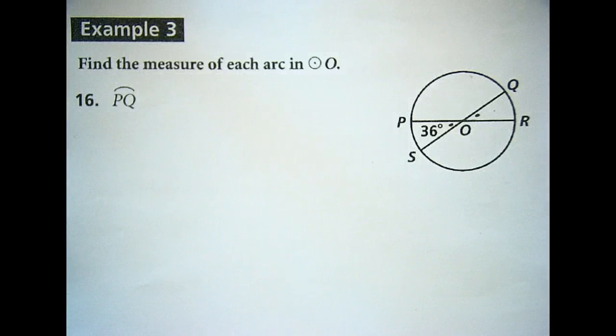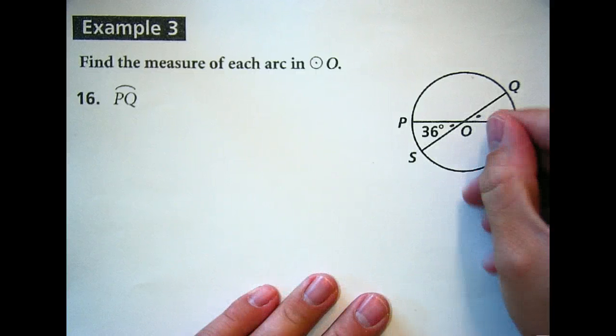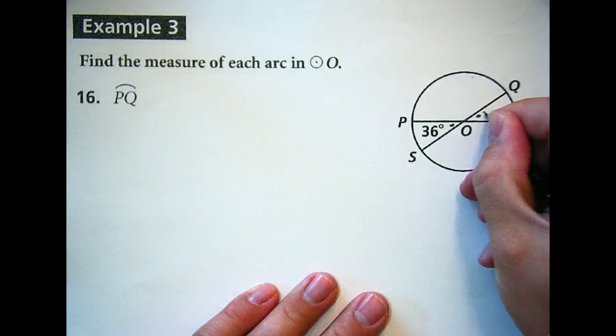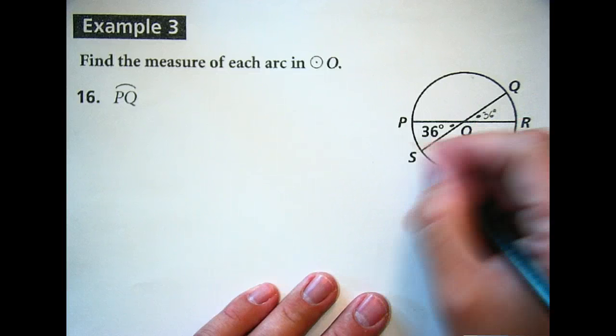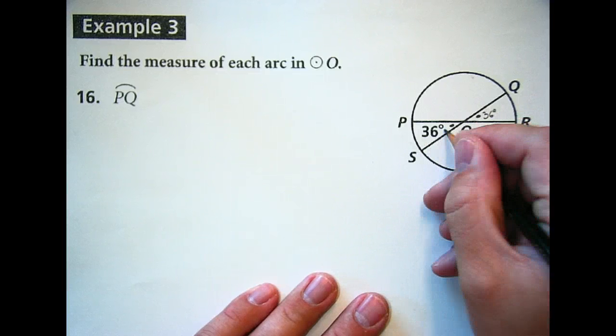Hey, volunteer. What do we know about those 2? Maggie? They're vertical angles, and vertical angles are? They're congruent. They're the same. So good job with the vocab. Vertical angles are congruent. So we don't want to forget about those. Now, that's not what it's asking here.